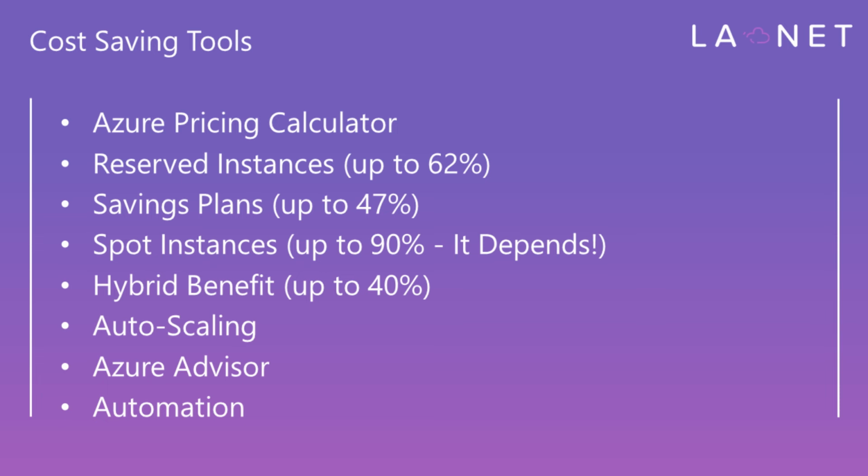We've also got hybrid benefits. So you can save up to 40% if you've got licenses already.